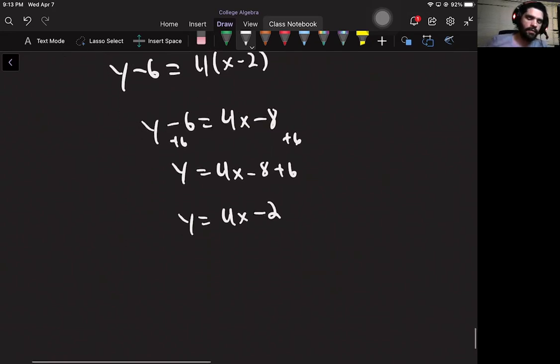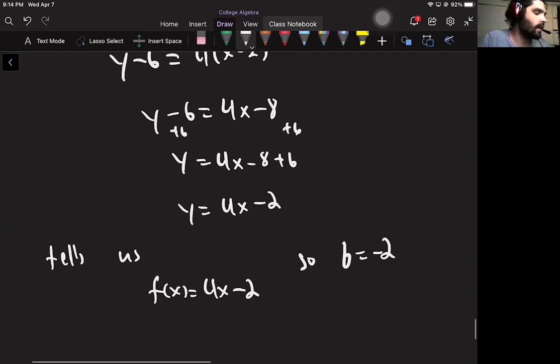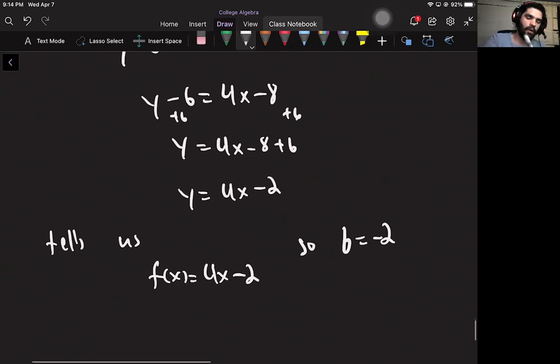And this tells us the final answer. The function we were looking for is 4x minus 2. So our b was actually -2, if you want to go back and put it in terms of m and b and saying what they are. But all we're doing at the very end here is rewriting y as f of x.